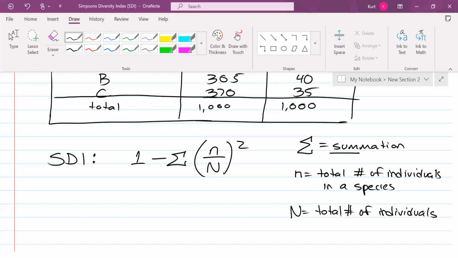Okay, so I will do community one with you, and then I would like you guys to use that template to solve for community two. Still see some pens moving. I'll let you get caught up. Ready? All right, here we go.